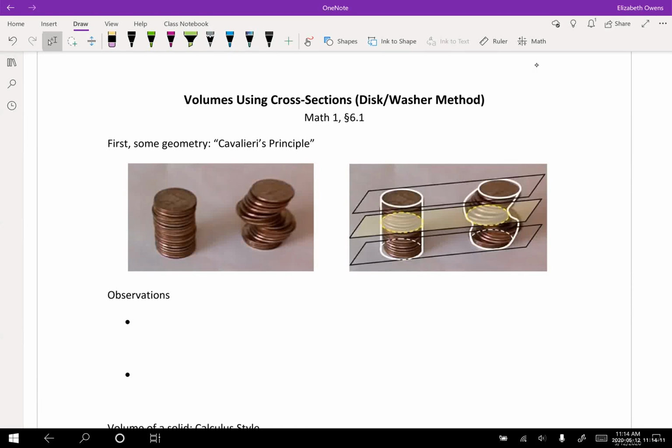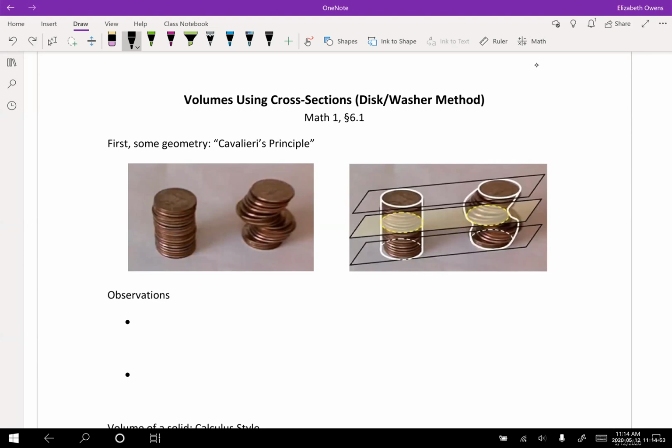We're going to look here at volumes using cross sections. This is something that commonly gets called the disk method or the washer method in Calc 1. There is another method for doing volumes called the shell method, which is a good one, but we are not going to be covering that in here. So I'll post some notes up for you on that shell method in case you are interested, but you're not going to necessarily have to use that on the final. You don't have to get tested on that. So we're going to do volumes with these disks and washers.